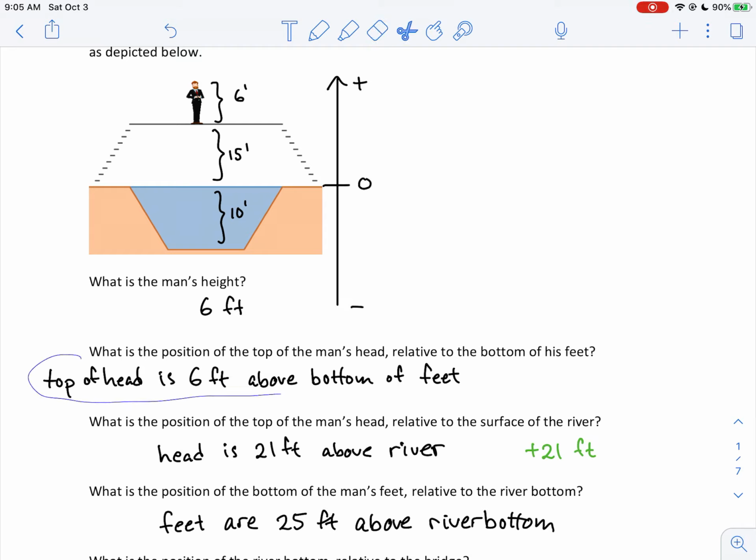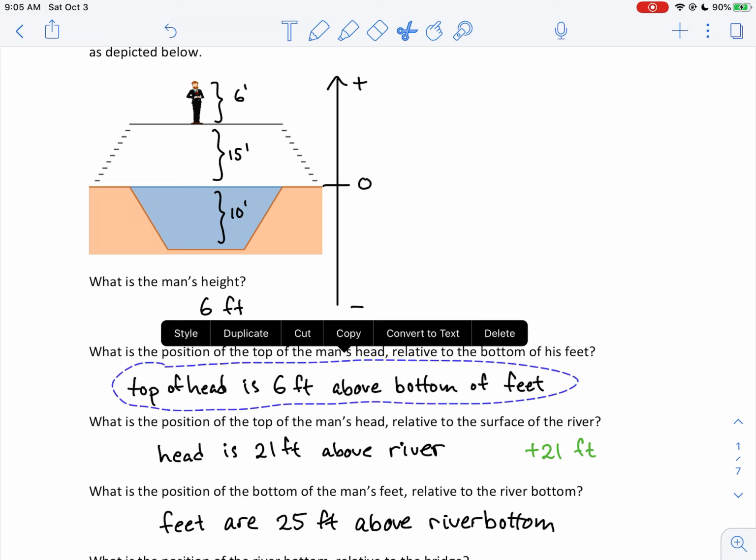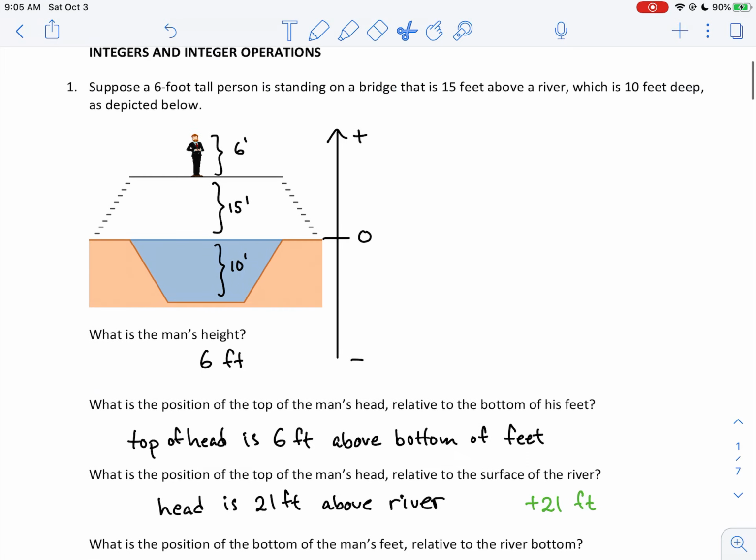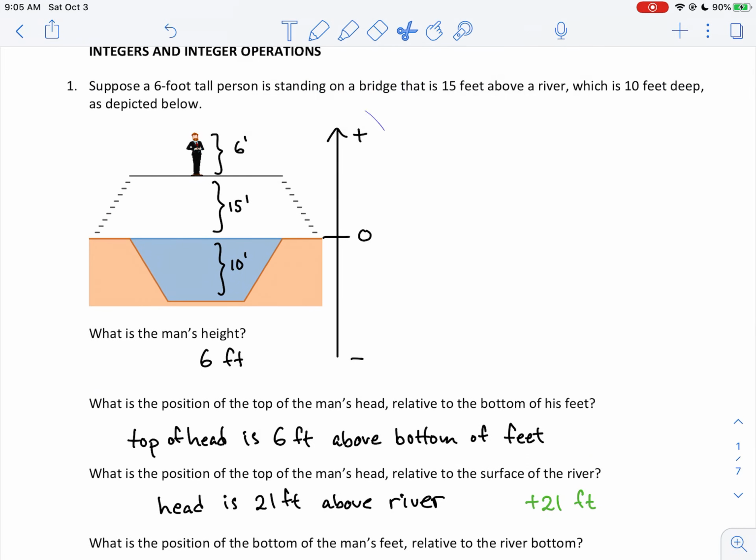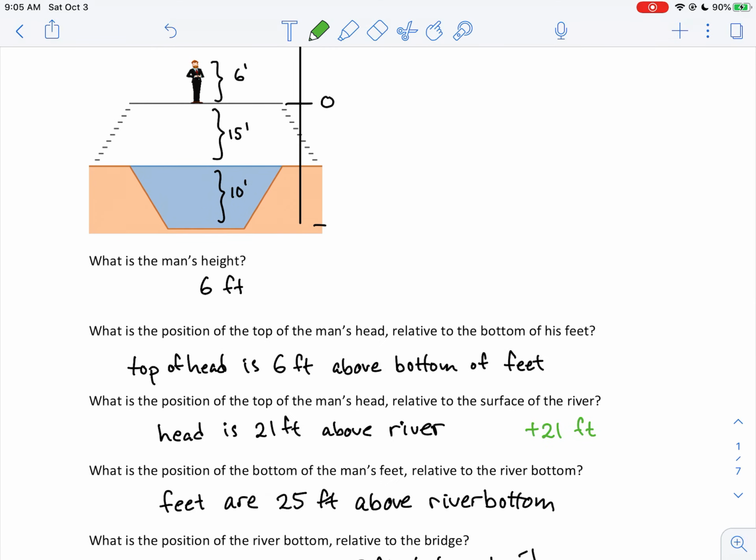Let's go back to the first question, not the man's height, but technically the second question. What is the position of the top of the man's head relative to the bottom of his feet? For that, we would want to shift our frame of reference so that the bottom of his feet is position 0. And then we ask, where is the top of his head? We would say it's at positive 6. So an answer here would be positive 6 feet.